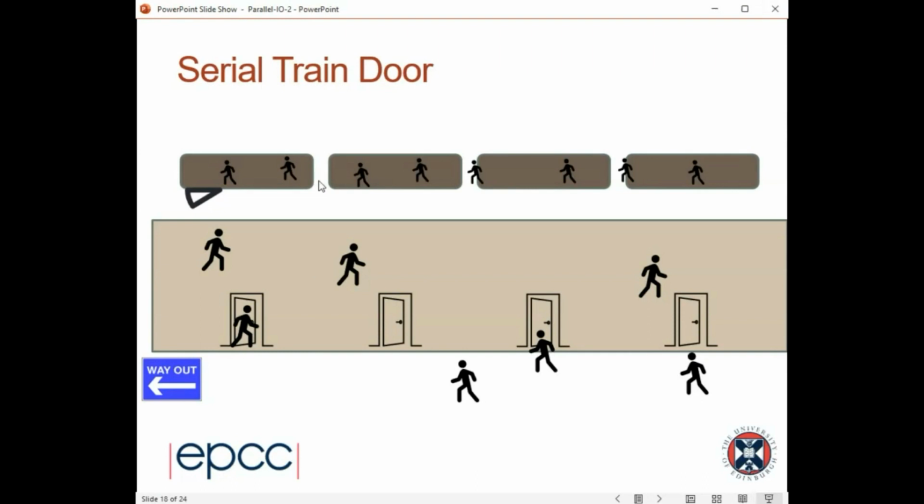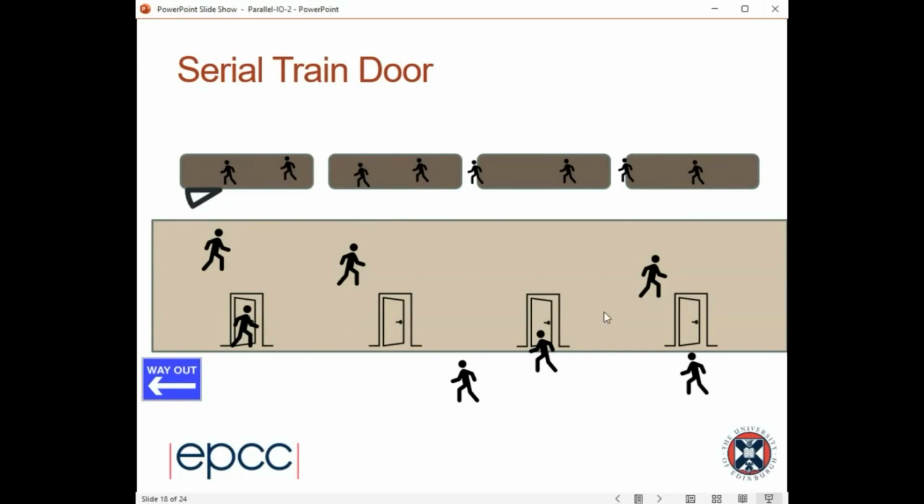What happens if we have a serial train door? This is like controller I/O. What you say is, I have lots and lots of nodes and lots of processes on each node, but I'm going to do my I/O from a single process, rank 0. So everyone has to run all the way down the train to this. Here, it doesn't matter how many exit doors you have. The bottleneck is people leaving the train. If you only open one door on your train, this is equivalent to controller I/O. The bottleneck is going to be people getting out of that.